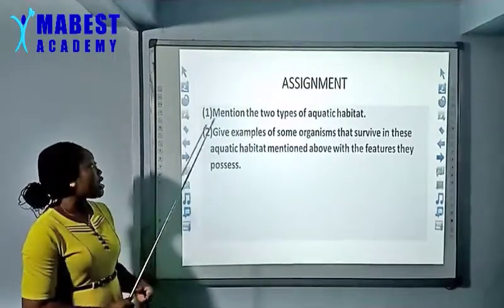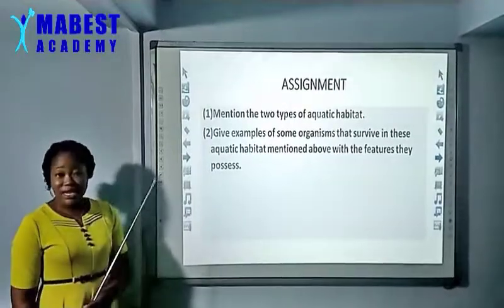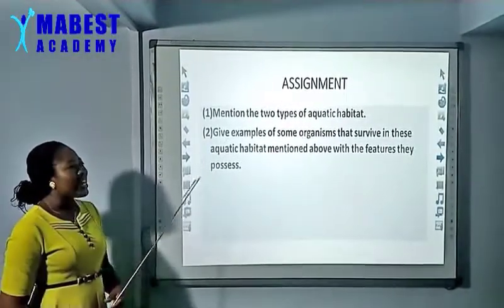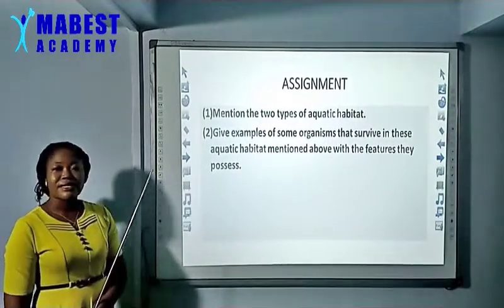So this is the assignment I have for you. After this class, mention the two types of aquatic habitats. Then give examples of some organisms that survive in these aquatic habitats mentioned above, with the features they possess.